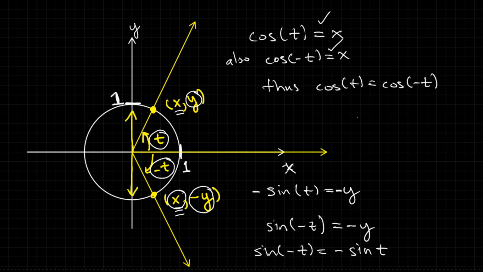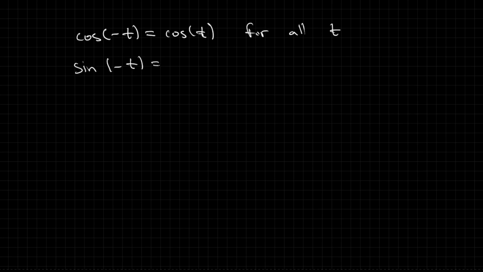And so there's two important results that we have so far that's worth making their own line. The first is that cosine of minus t equals cosine of t for all t, and sine of minus t is negative sine of t for all t. Now similarly, you can find that tangent of minus t is negative tan t. It's not too challenging. You actually do the exact same steps.